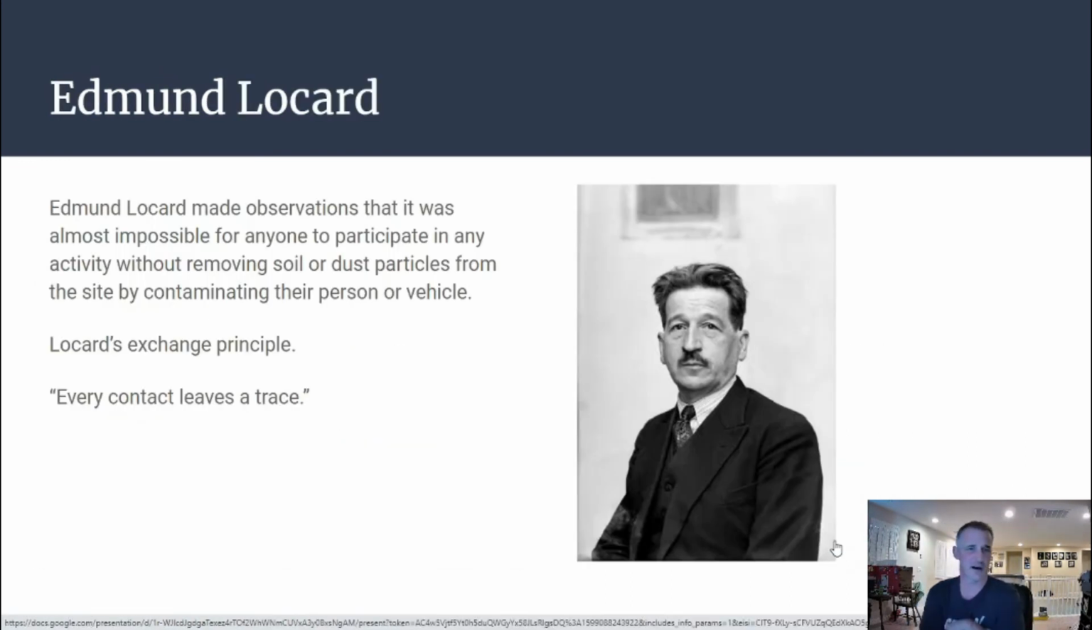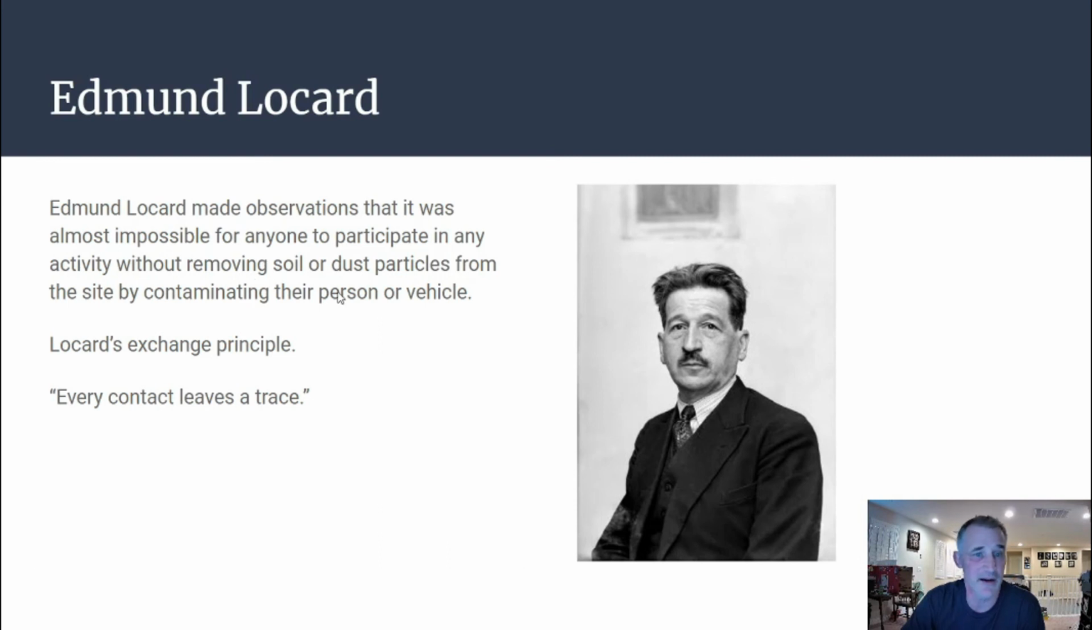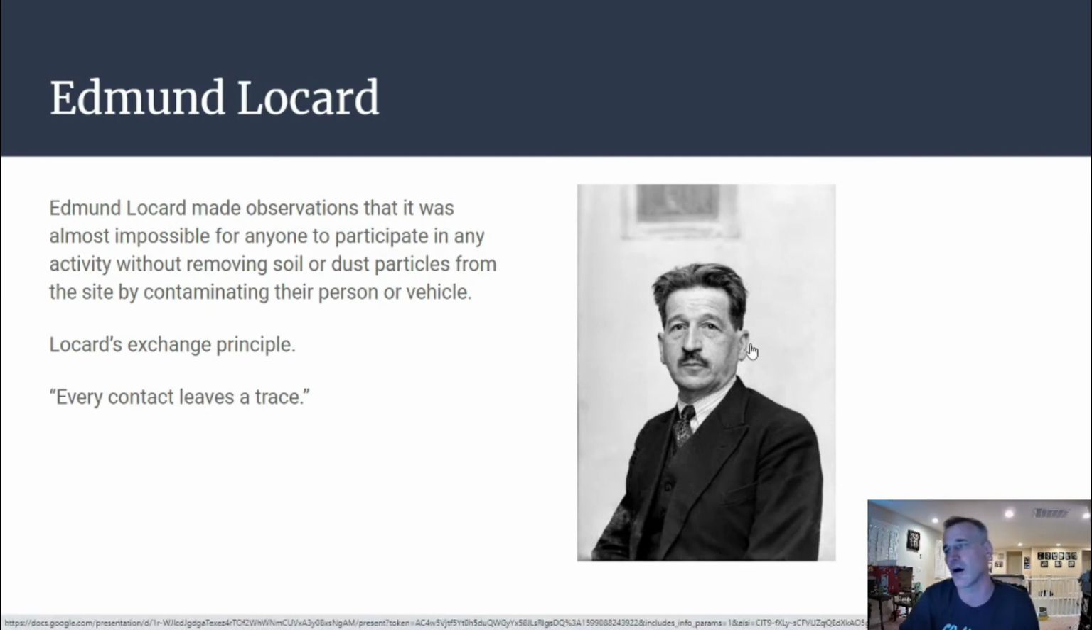Here's Locard again. Good old Locard made observations that it's almost impossible for anyone to participate in any activity without removing some soil or dust particles from the site, contaminating a person or their vehicle or any tools they might have had. And he developed Locard's exchange principle. Every contact leaves a trace. Make sure you know that sentence, all five words, capitalized, and the period. It will help you.